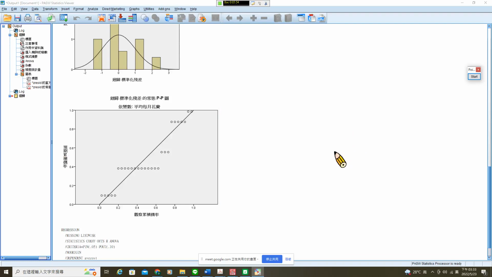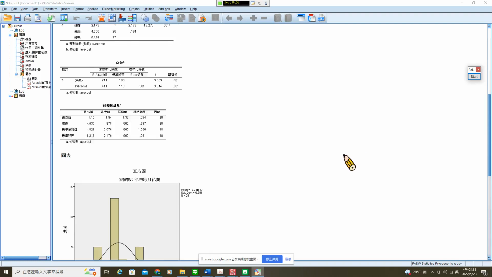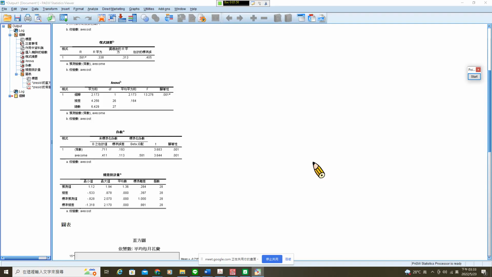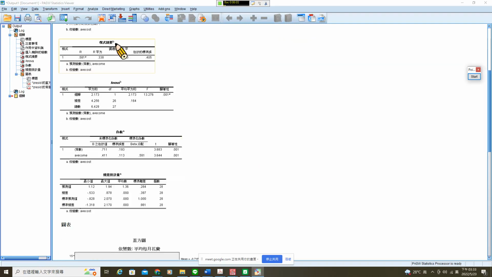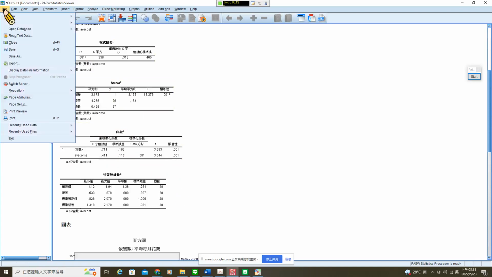Okay, but other than this, let's move down a little bit here. This is normally what we have from the table. Because this one is too small, let me see if we can have a larger picture for this one.